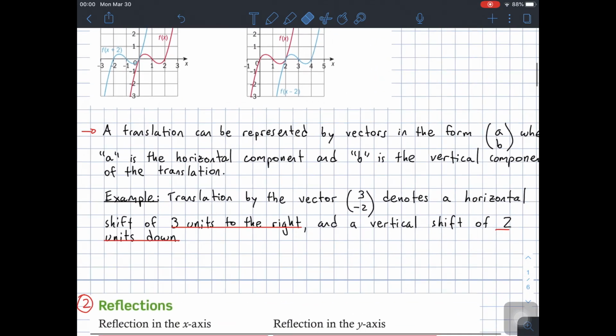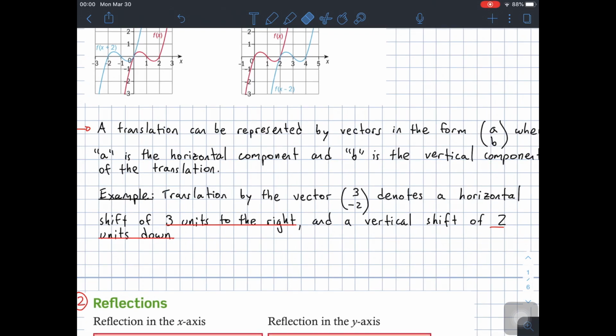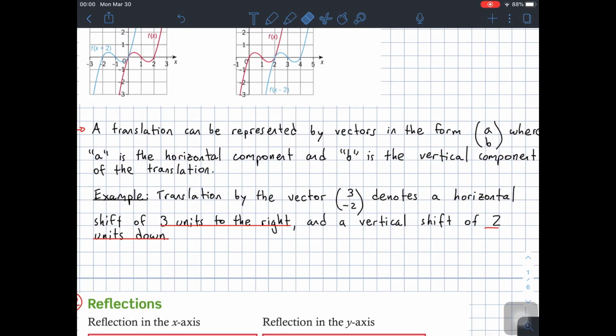And here's an example for you to understand this. You may see this in a real IB exam. That's why I'm showing you this. It says, translation by the vector (3, -2). If you see this, for example, translate a function using the vector (3, -2). What does that mean? It means that you should move the function horizontally 3 units to the right, because the 3 is positive, and 2 units down, because this is a -2, right? So this first value is for the horizontal translation, and this value over here is for the vertical translation.